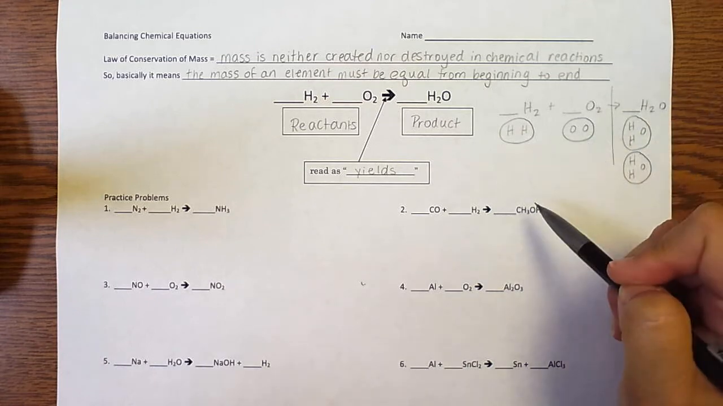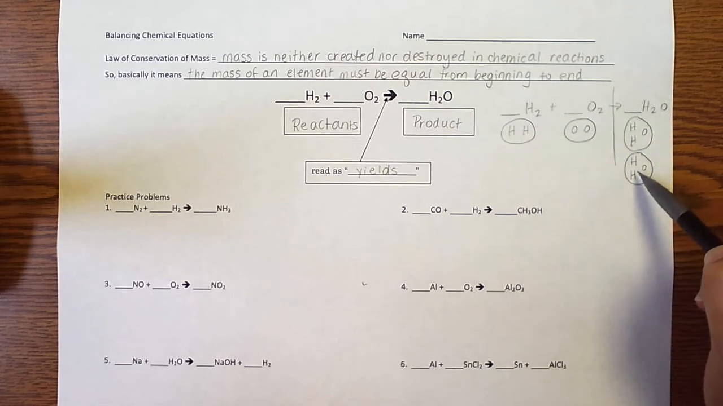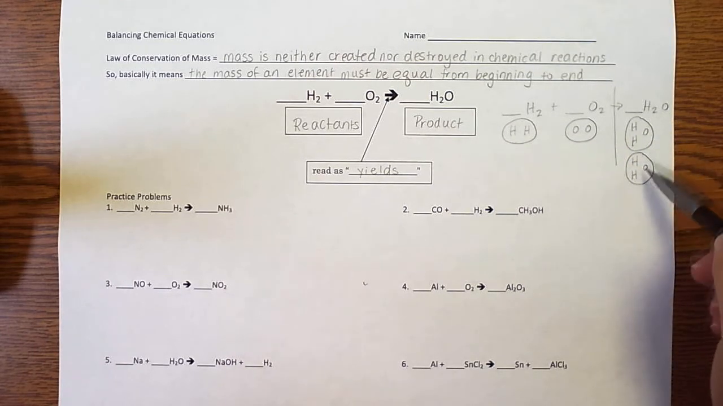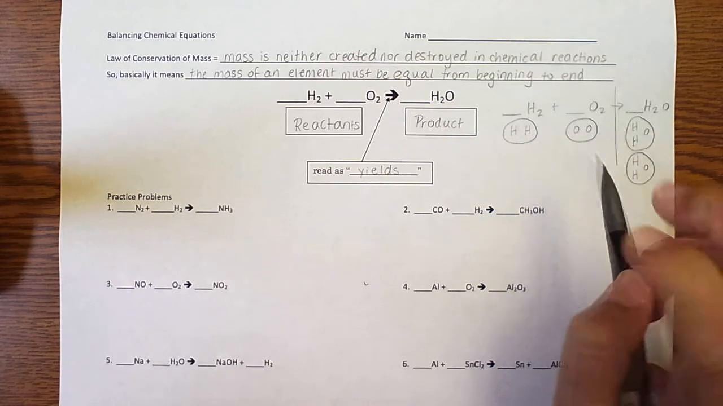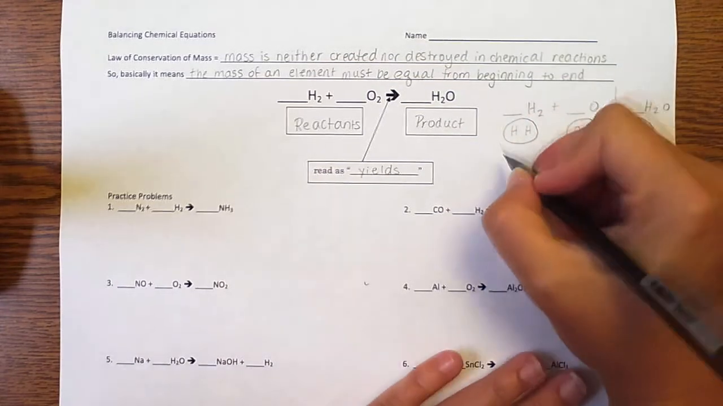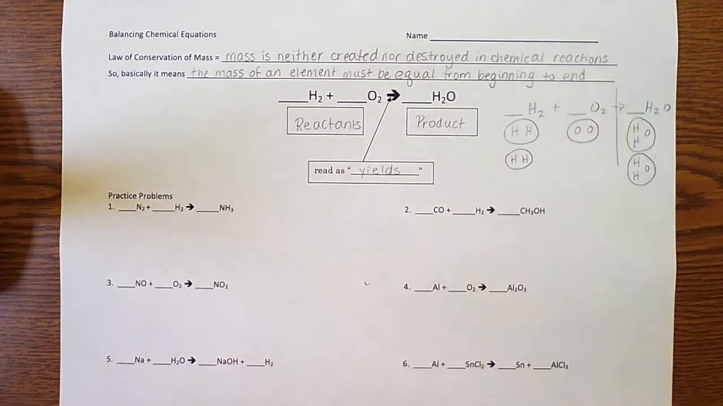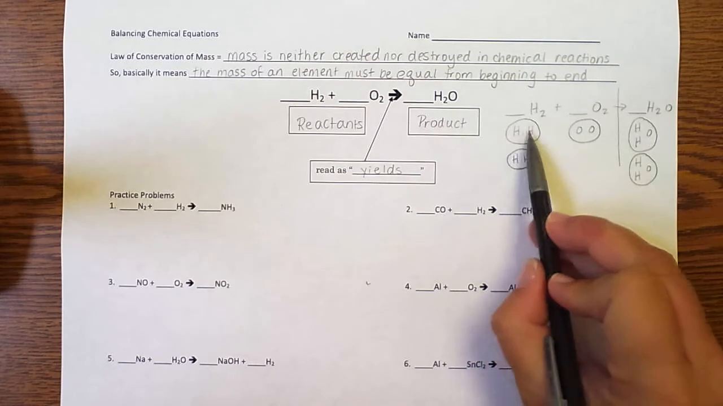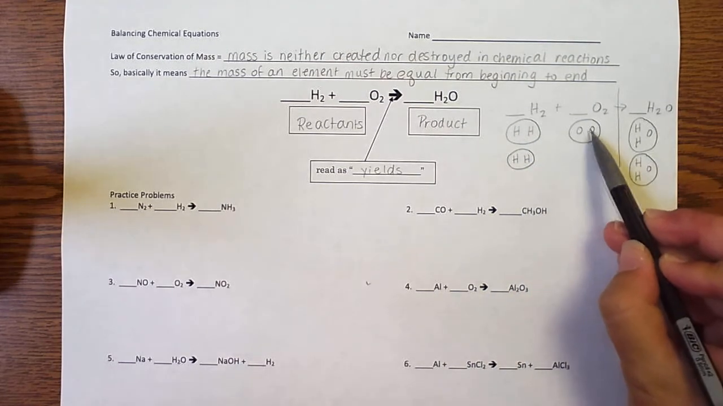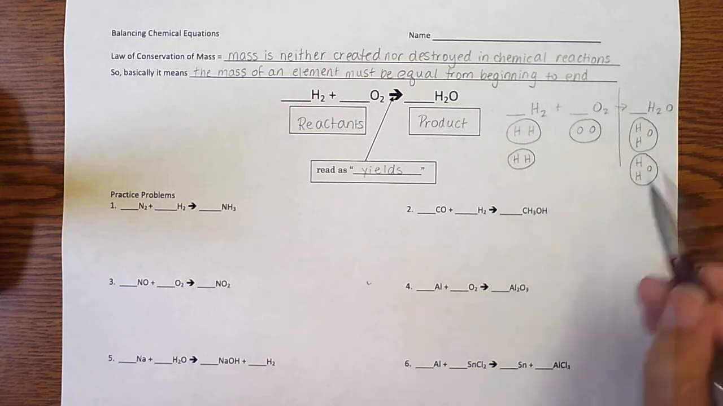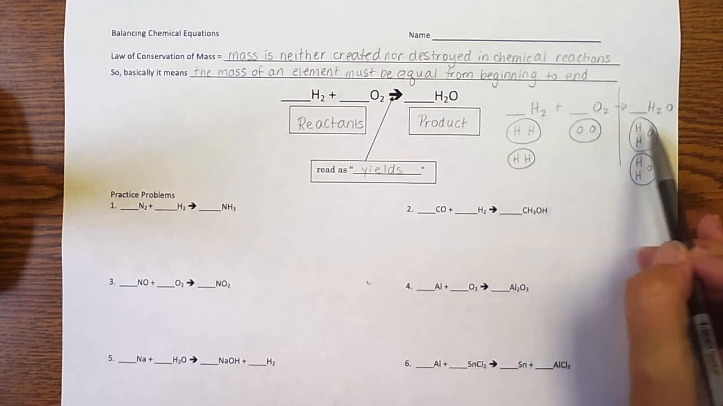So I'm going to backtrack, and I still have two hydrogens over here, but now I have 4 over here. I can't take away, I have to add. So I'm going to add hydrogen over here. I need to add 2 of them, and lucky for me, they actually come in a package of 2. That's awesome. So now I have 1, 2, 3, 4 hydrogens, 1, 2, 3, 4 hydrogens. 1, 2 oxygens, 1, 2 oxygens. Everything is balanced. It's equal on the left and the right.